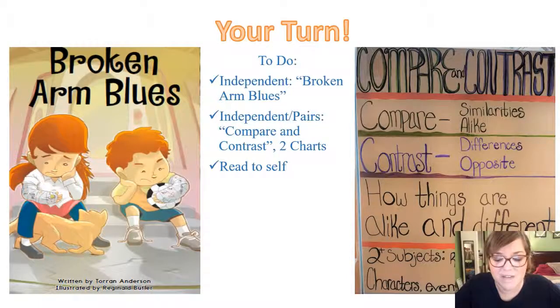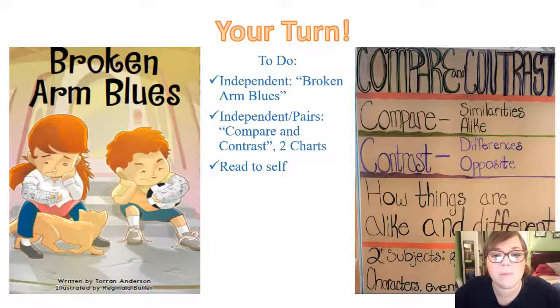All right, finally, it's your turn. I've passed out a new story for you, which is called Broken Arm Blues. It's a story about 2 siblings who break their arms, and it changes how they're able to do things and what they're able to do. And you can see on the cover, they look a little sad. So I'm going to have you flip over your worksheet, and it will be labeled 1 and 2 on those 2 charts, and you will be reading independently for 10 minutes, and then after 10 minutes is up, so it's a set time, no need to rush with your reading, it's not a race.